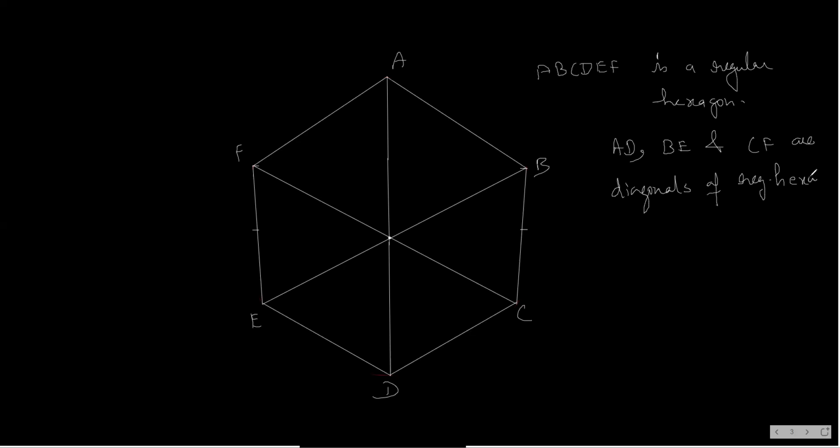See, when we say regular hexagon, try to understand that all the sides are equal. Why do we call this a regular hexagon? Because all the sides are equal to each other. AB is equal to BC equals CD equals DE equals EF equals AF. Okay. All sides are equal. That's why it is known as a regular hexagon.